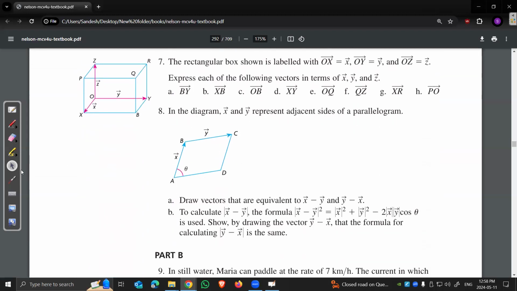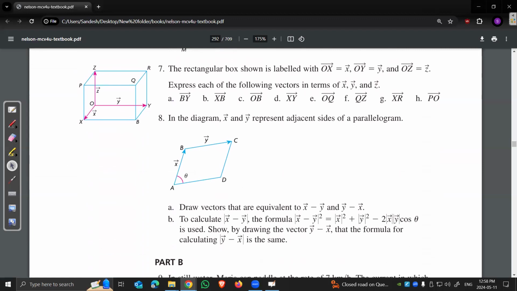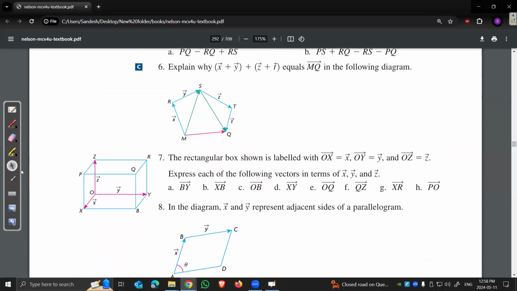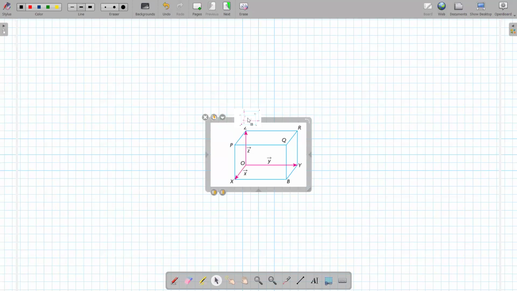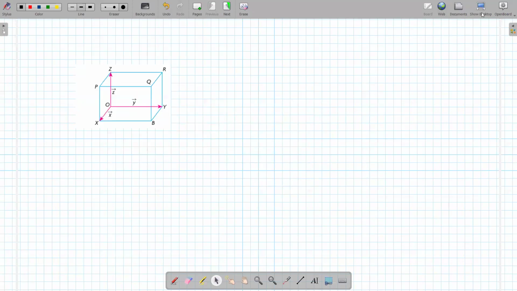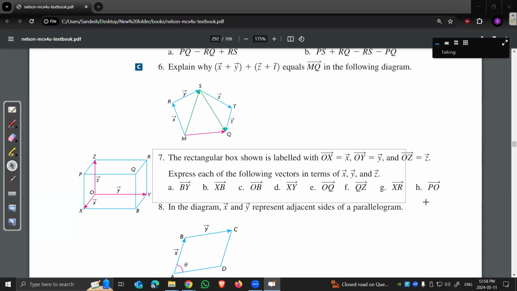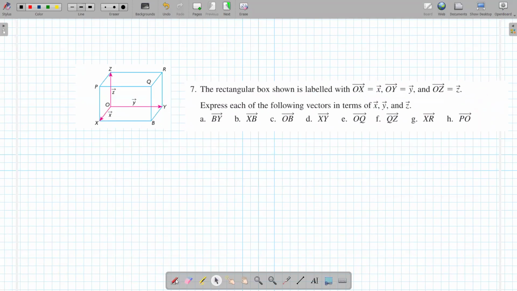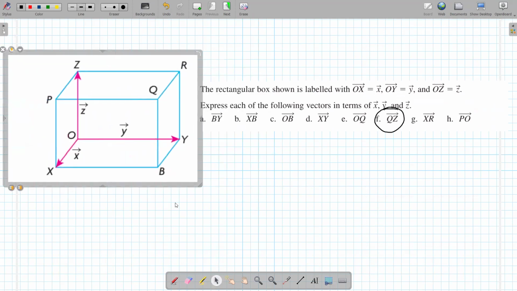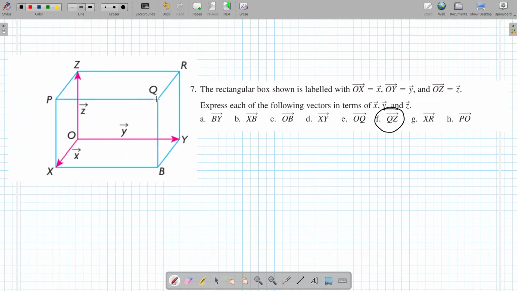Which one seems very difficult? We have time for one more. I'm just going to do this one. Hopefully it's tricky. We will do one or two of these. Let's do QZ. We're here. We need to end up here. How do we get there?